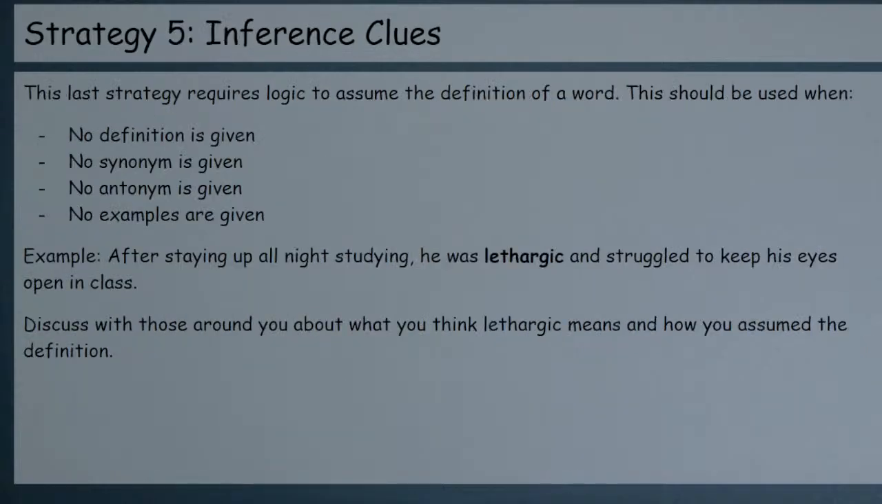Now we have our fifth strategy, which is inference clues. This last strategy requires logic to assume the definition of a word. This should be used when no definition is given, no synonym is given, no antonym is given, and no examples are given. So far we have learned definition clues, synonym clues, antonym clues, and example clues. Now let's say we don't have any of these. We need to infer, we need to assume something.